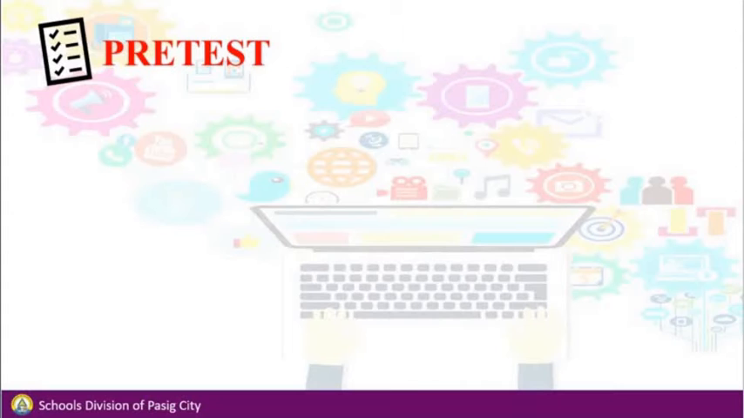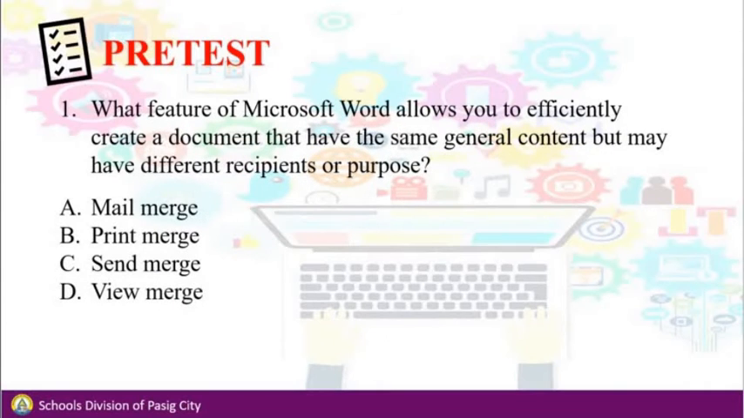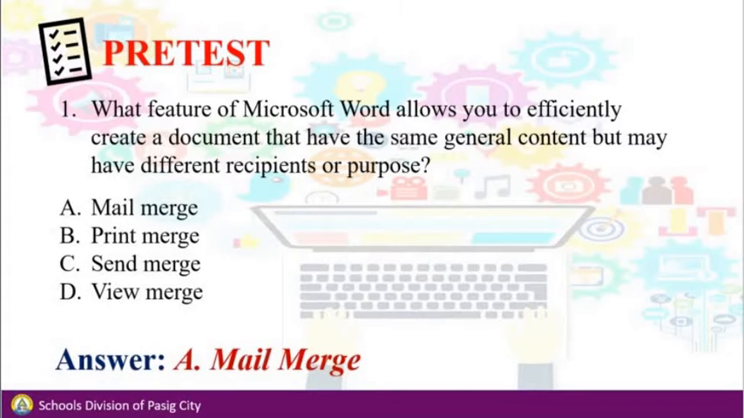Let us start with the pre-test. I will be giving you 5 seconds to answer each question. Let's start with number 1. What feature of Microsoft Word allows you to efficiently create a document that has the same general content but may have different recipients or purpose? A. Mail merge. B. Print merge. C. Send merge. D. View merge. Timer starts now. The answer is letter A, mail merge.